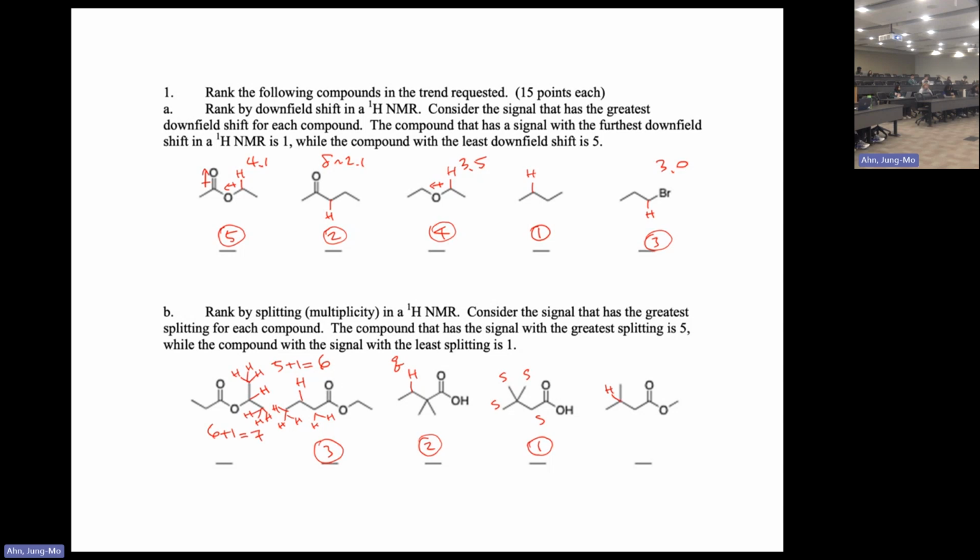And then this one, 2 methyl groups, 6 hydrogens makes a septet. But that one, 6 hydrogens from the 2 methyl groups and 2 hydrogens from the methylene there, that will make it 8 hydrogens. So 8 plus 1 becomes 9. So that will be making a nonet. So based on that, this question is basically which hydrogen has the most number of adjacent hydrogens. That's kind of what it's asking.